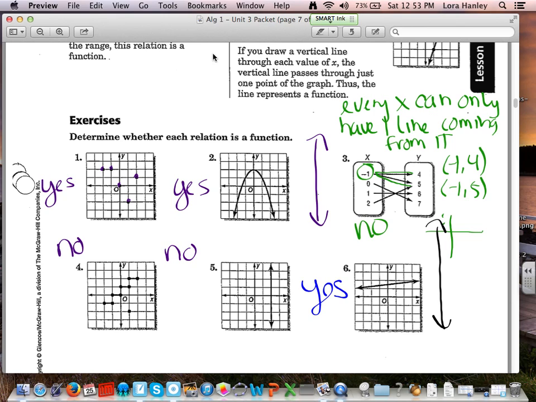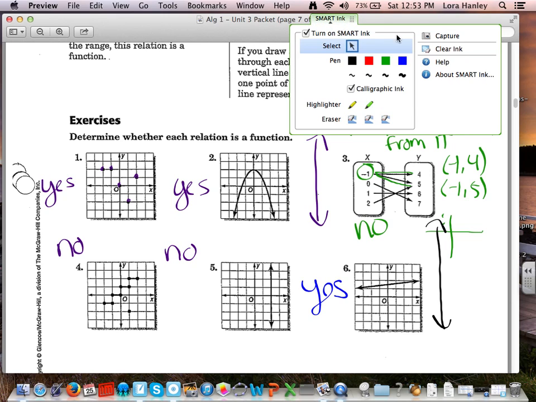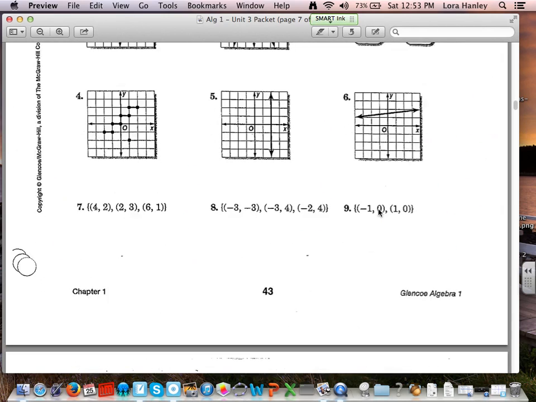Now let's look at a set of ordered pairs and see if we can determine whether or not this would be a function. In order for it to be a function, remember every x must have its own y value. 4 has a 2, 2 has a 3, and 6 has a 1. Since there are no repeating x's, it is a function. Every x has its own y.